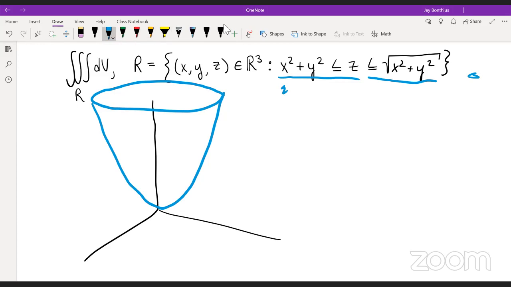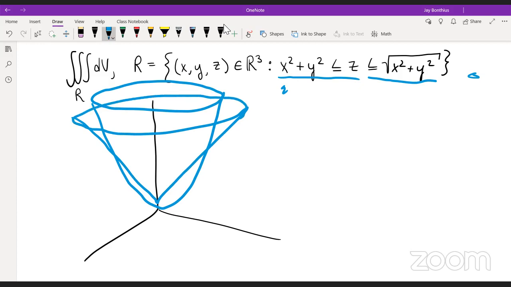Okay, and this guy is a cone. And they intersect along a circle. And the region in question is this region. I think just for fun, I'm going to pull up GeoGebra here, although I'm not sharing my screen with GeoGebra, so maybe I should share the screen with GeoGebra.